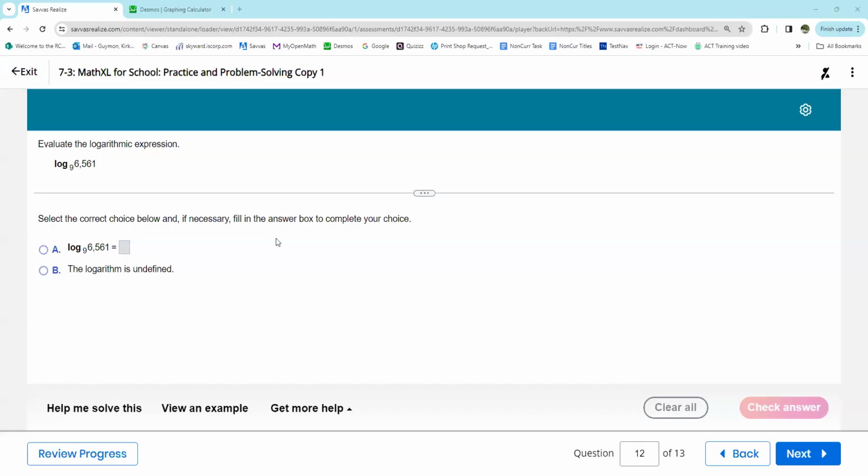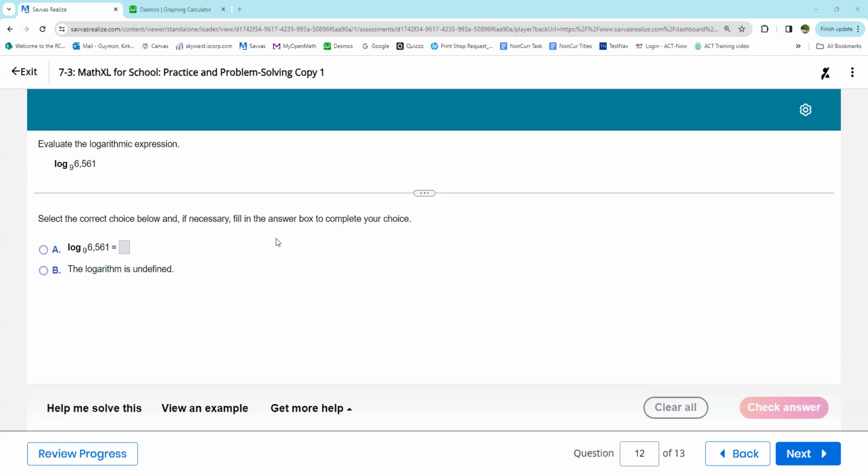All right, everybody. Still a little bit of review here. Savas, we're really doing lesson 7-3, but we have a problem here about logs that goes back a chapter or two. So let's remember how to do logarithms.